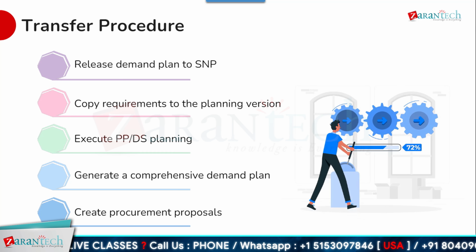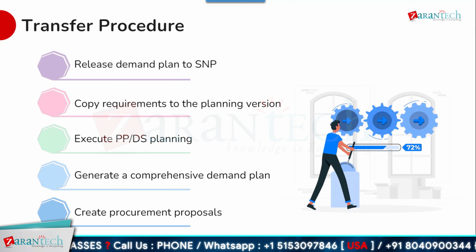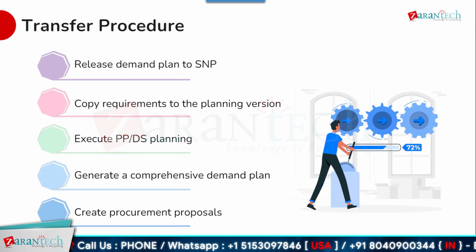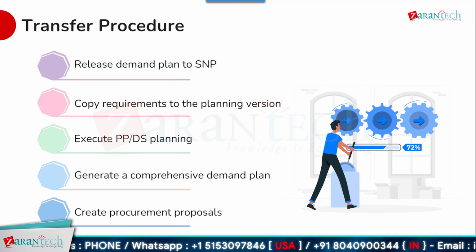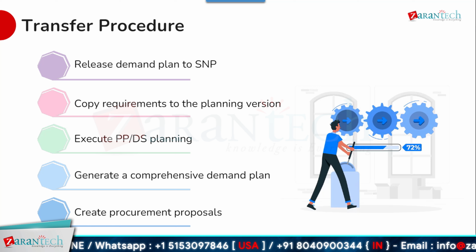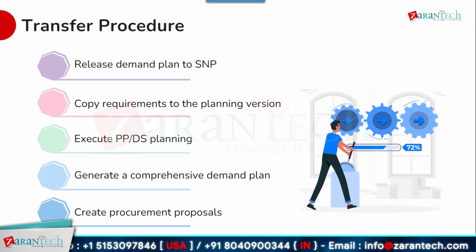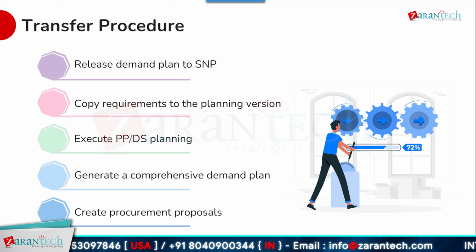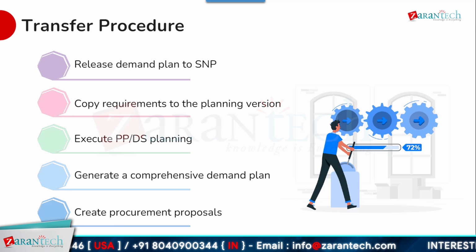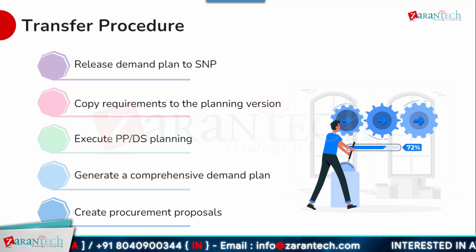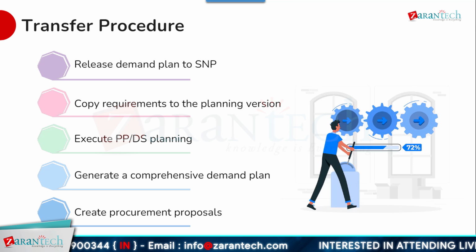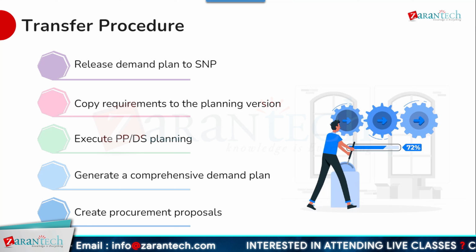Now moving forward, here we can see the transfer procedure between APO and PPDS that involves several steps. So the very first step is the demand plan that is released from APO to SNP. So here SNP copies the requirements to the planning versions and performs supply network optimization. That resulting plan is then transferred to PPDS for detailed scheduling.